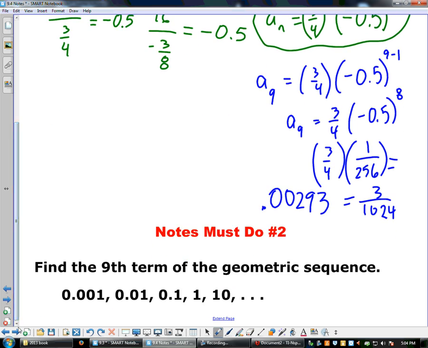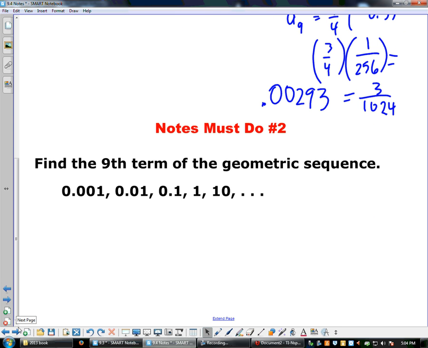All right, that brings up your second notes must do. We'd like you to find the ninth term of this geometric sequence. So remember to find your common ratio first by dividing, second term divided by first term and so on. And then you're going to use that formula that we talked about. That's that a sub n equaling a sub 1 times r to the n minus 1 formula.